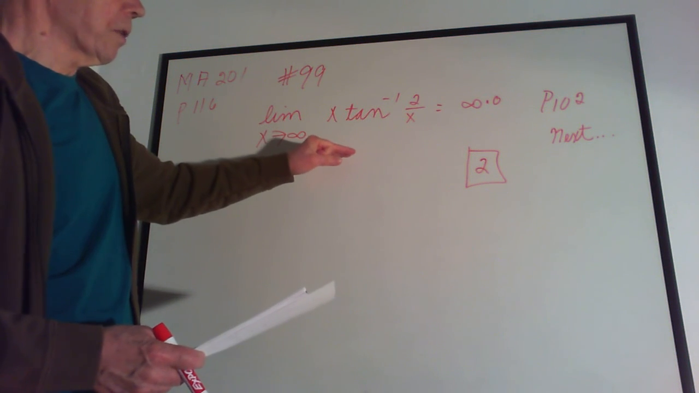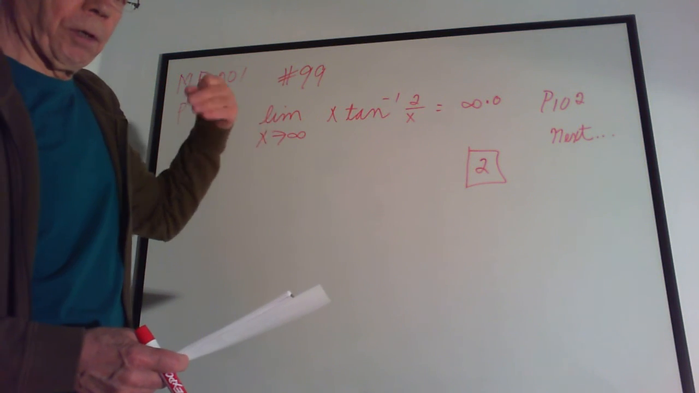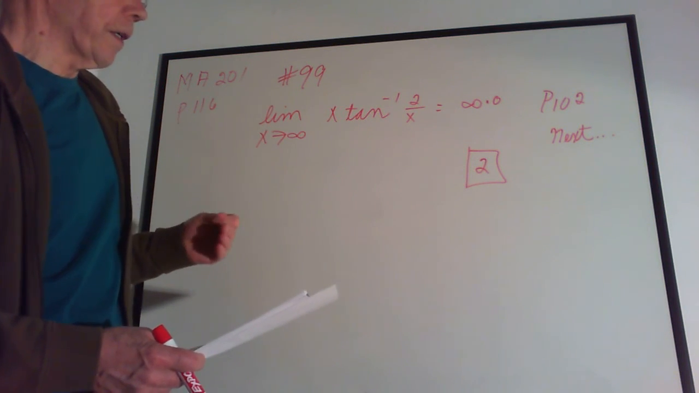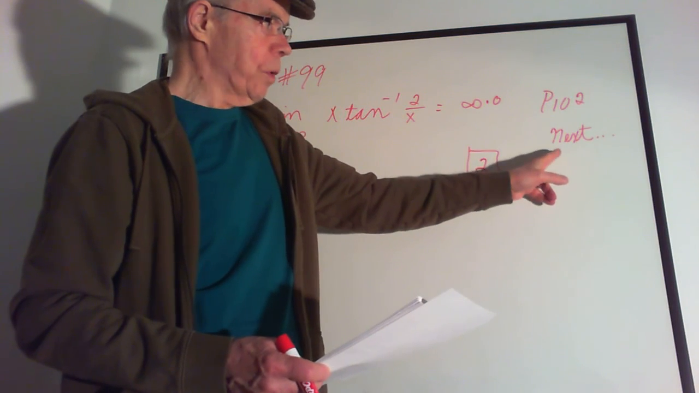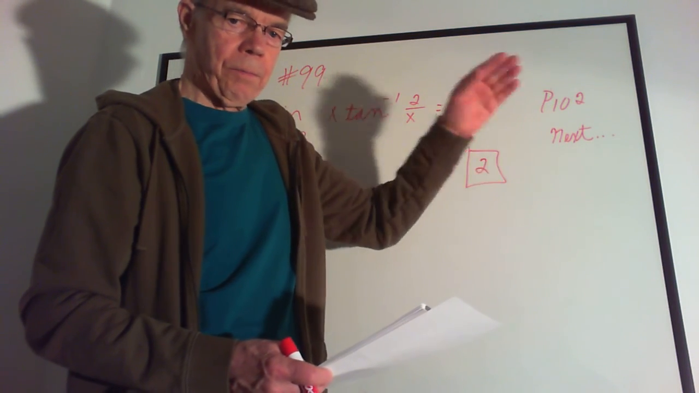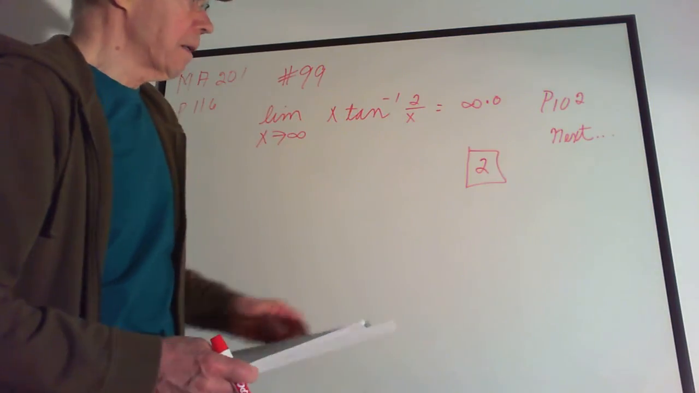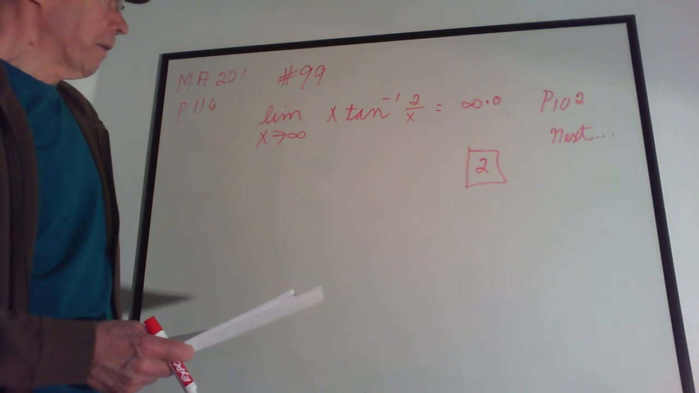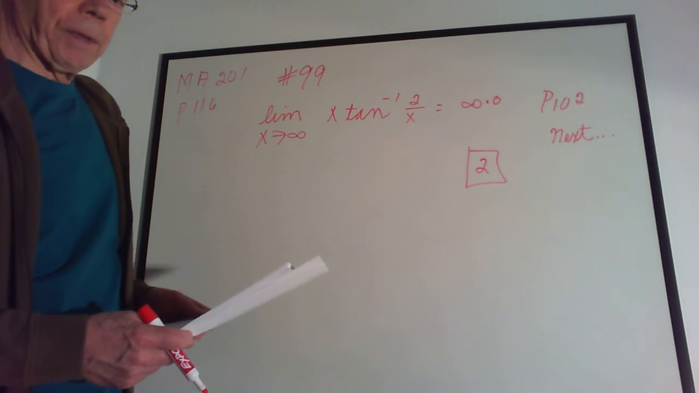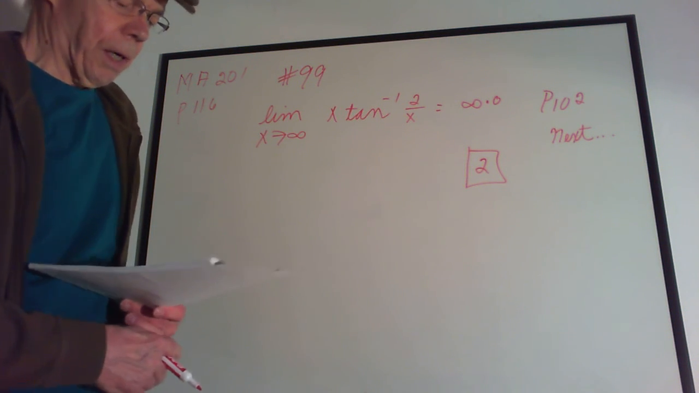But you got to do an algebraic manipulation because you want to convert it to either 0 over 0 or infinity over infinity. So if you look at page 102, where it starts next, about 2/3 of the way down, read what it says there. The answer to this problem is 2. See if you can figure out what algebraic manipulation you're going to do here in order to solve this problem.